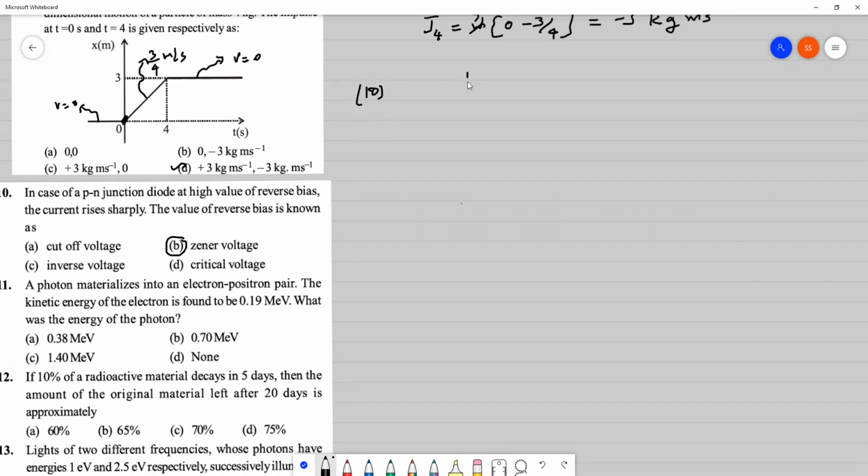It is Zener breakdown voltage. In this graph, there will be two values. This is called the Zener breakdown voltage. In forward bias, the graph goes like this, and this is called the knee voltage, and I think they call it the critical voltage also. So this voltage is the knee voltage, and this voltage is the Zener breakdown voltage. For this, Zener breakdown voltage is the answer. So we will do the next question.